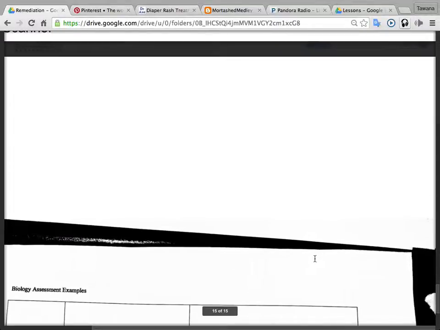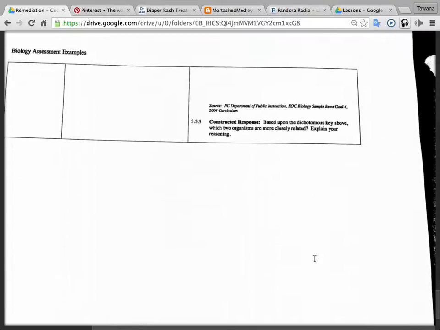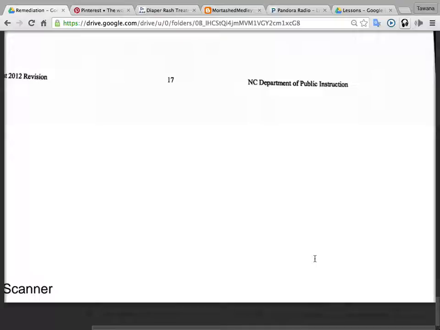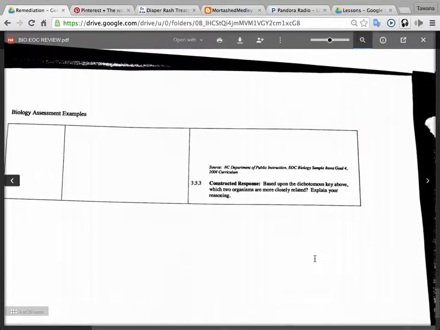And then, last question. Construct a response based upon the dichotomous key above. Which two organisms are more closely related? You would just have to look at their structures, basically. Oh, is there more? Okay, yep. For some reason, I didn't copy those ones.